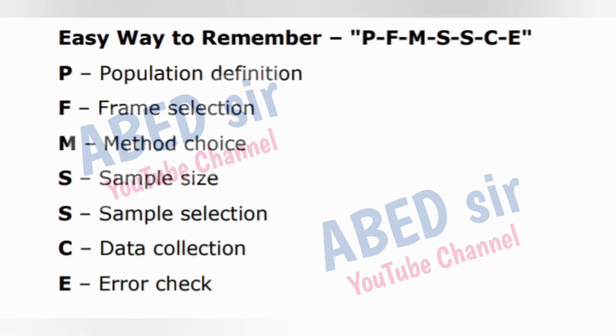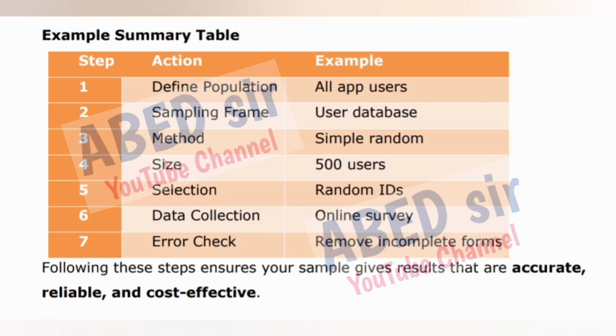Easy way to remember: PFMSSC. P, population definition. F, frame selection. M, method choice. S, sample size. S, sample selection. C, data collection. E, error check.